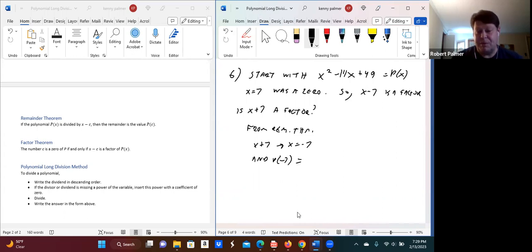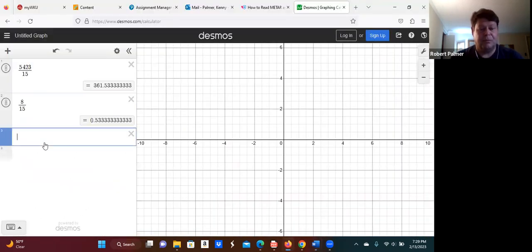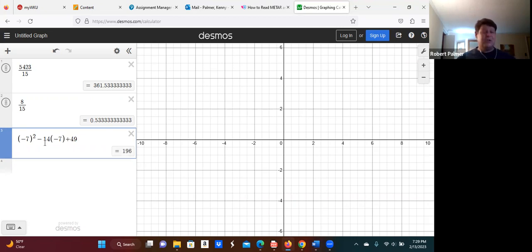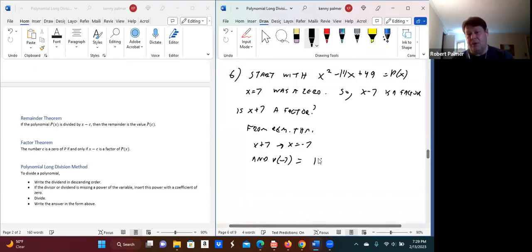Once again, we can use Desmos to help us out, do a quick calculation, or use your calculator. So -7 squared minus 14 times -7 plus 49, and we see that's not 0. It equals 196. What does that mean? This is not 0. Also, if I went through the division process, I would get this as my remainder.